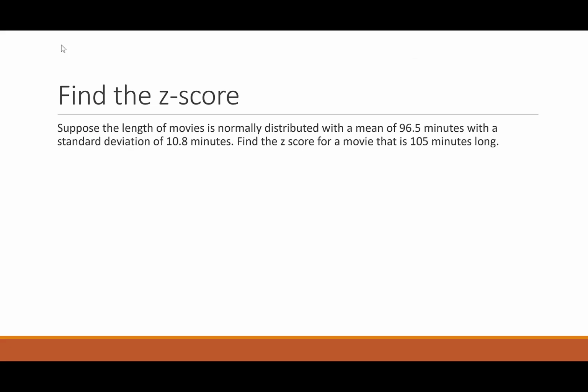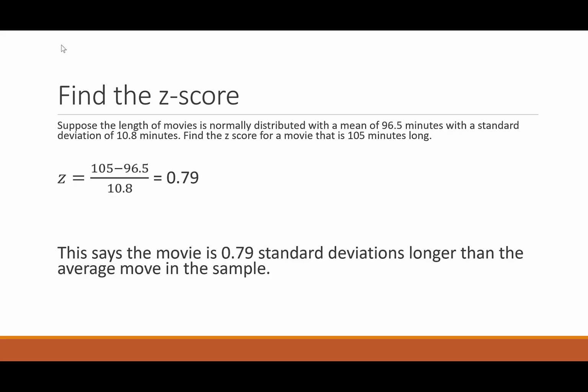So let's look again. Suppose this time I have the same mean of 96.5 and the same standard deviation of 10.8, but I want to know the z-score for a movie that is 105 minutes long. So I do my conversion. I do 105, my data point, minus the mean 96.5, divide by 10.8, the standard deviation, and it says 0.79. So this time, this says this movie is 0.79 standard deviations longer than the average movie in the sample, so I'm looking at something bigger. Again, I could go back to Desmos and look at that.